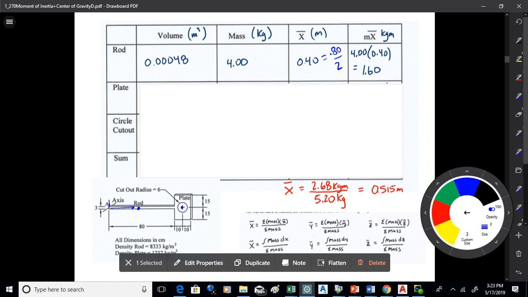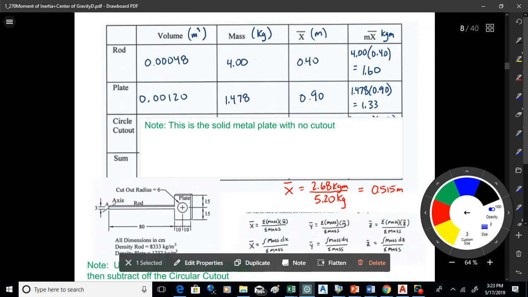All right. And so then we go through and we just do the deal on this. We're going to do the solid plate as though it had no cutout. So the volume of that is 0.0012. The mass is 1.478. The x-bar distance is from A to the center of the plate, which is 0.90 meters. Okay, so I'll take the 1.478 times 0.9 and I'll get 1.33.